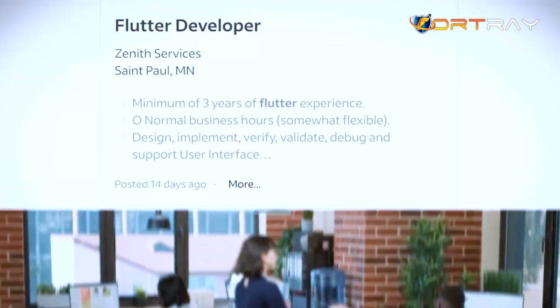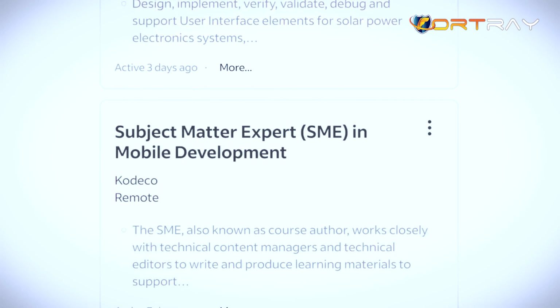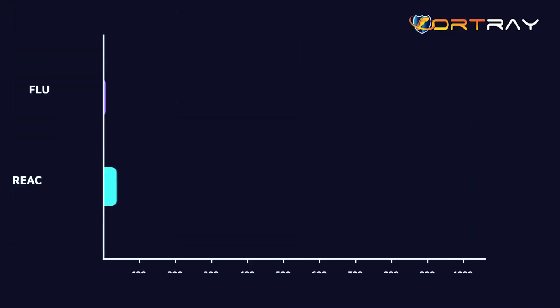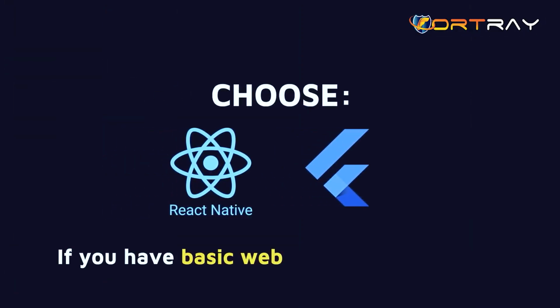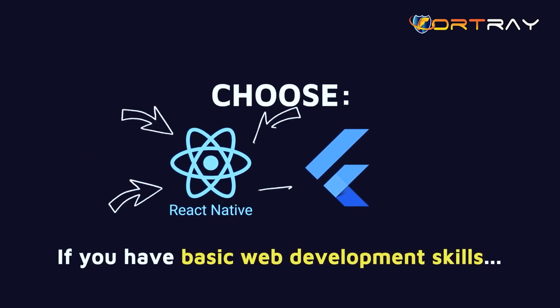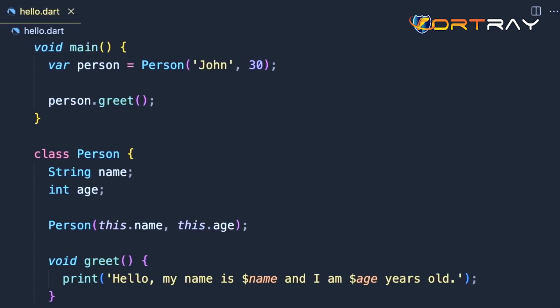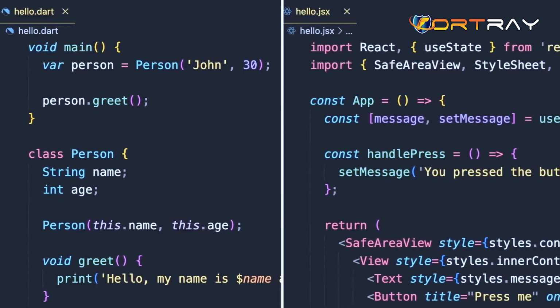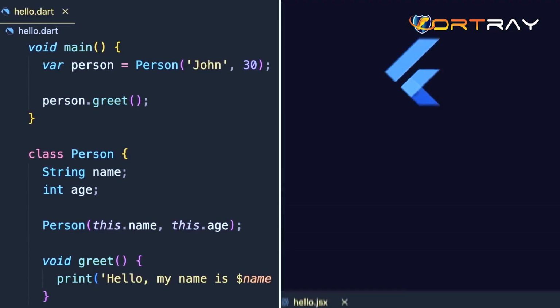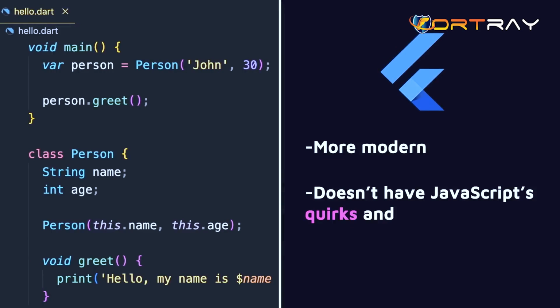The other factor is job opportunities. There are often more jobs available for React Native and Flutter. Here, you can see the number of open positions for different types of mobile app developers. If you have basic web development skills, React Native is a better route. Otherwise, I would recommend Flutter, because Dart, which is the programming language that Flutter uses, is a nicer language to work with than JavaScript. It's more modern and doesn't have the quirks and weird parts you find in JavaScript.